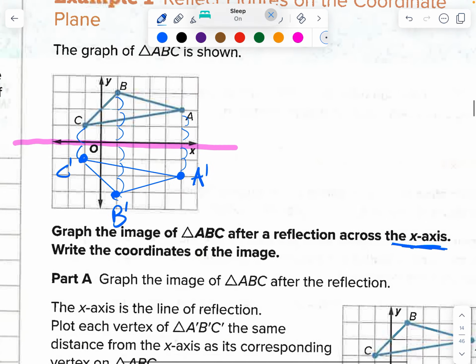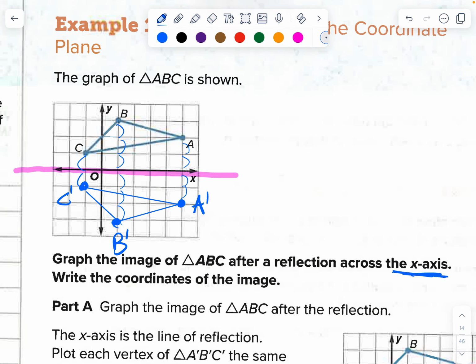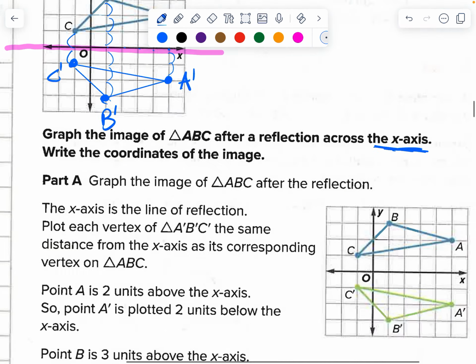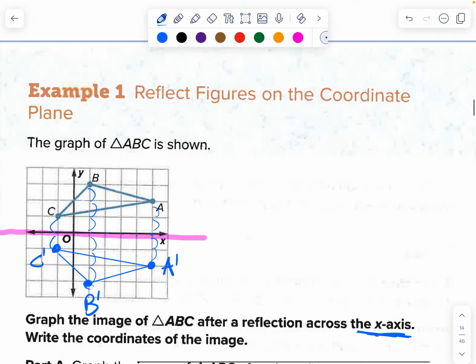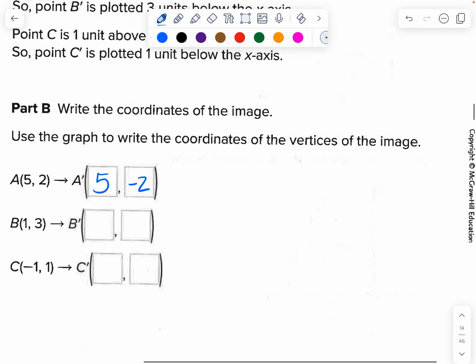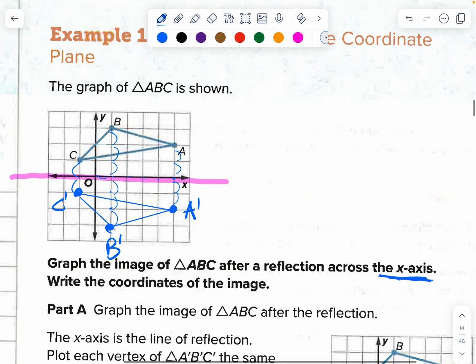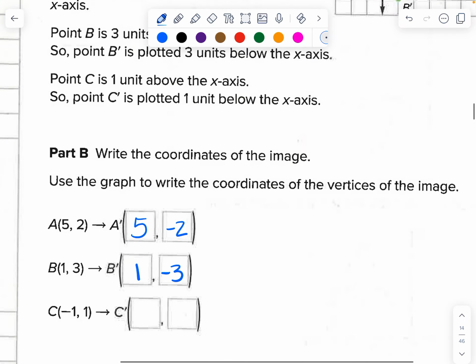So if I look up here, A prime is over 1, 2, 3, 4, 5, and down to 5, and we're at negative 2. Then B prime is over 1 and then down 1, 2, 3. 1, negative 3. And then C prime is at negative 1, negative 1.